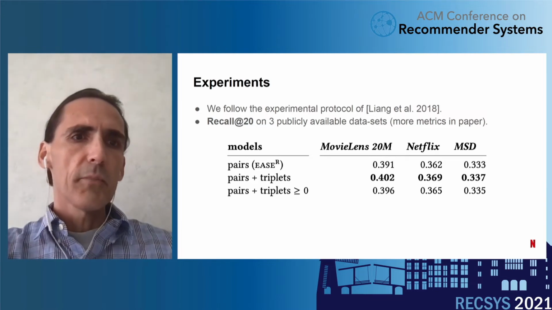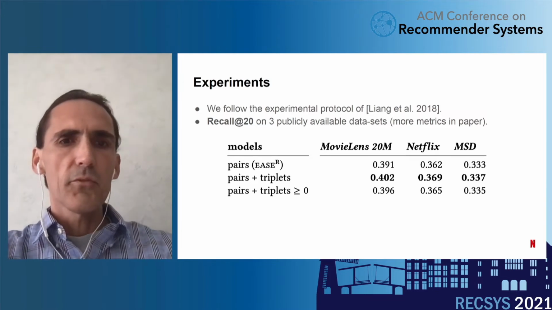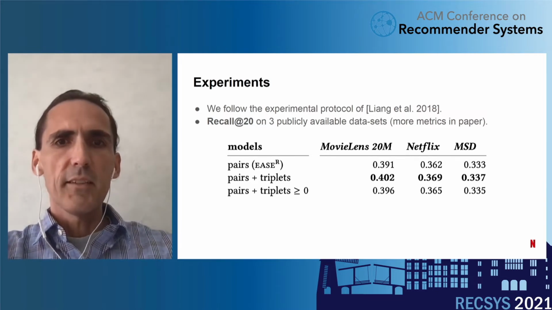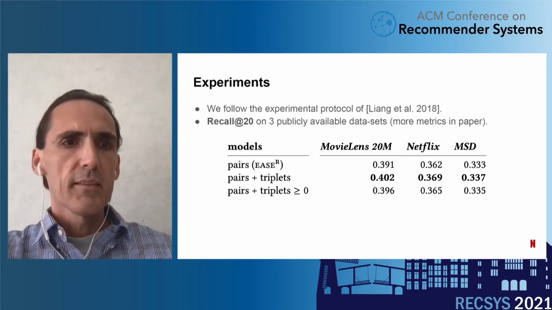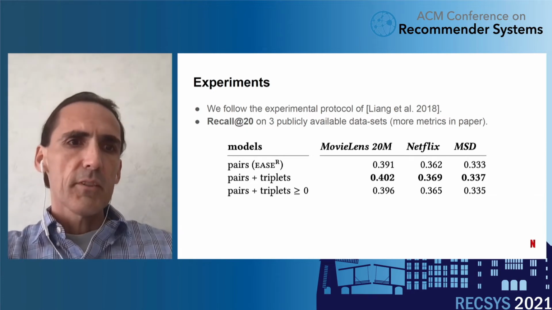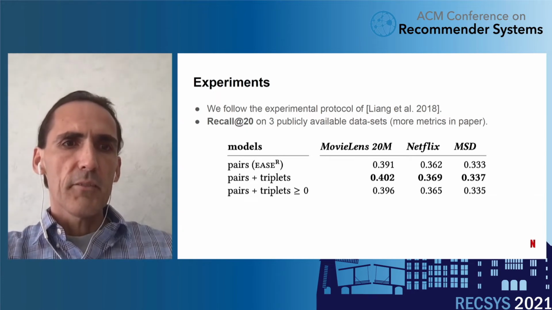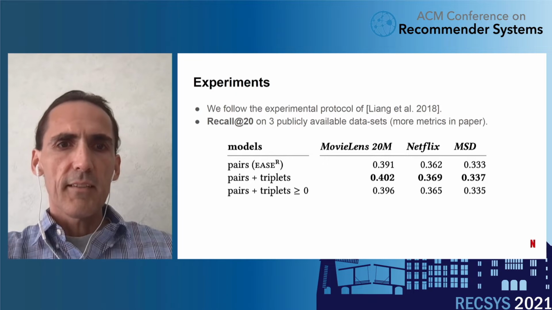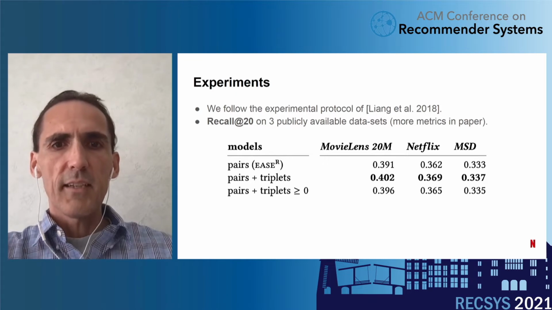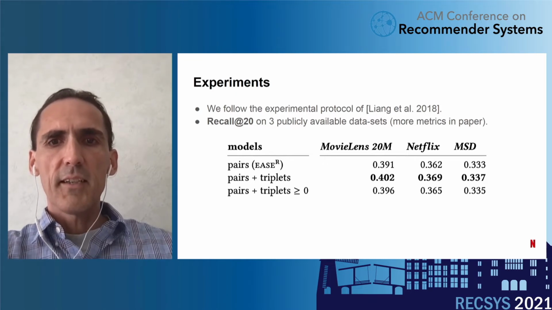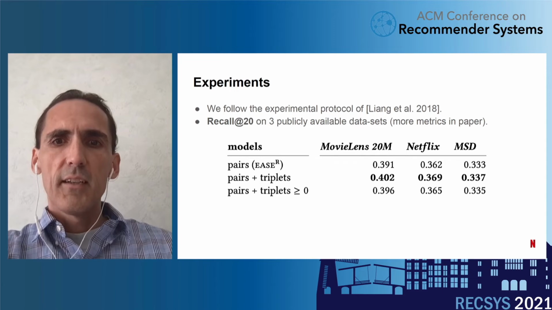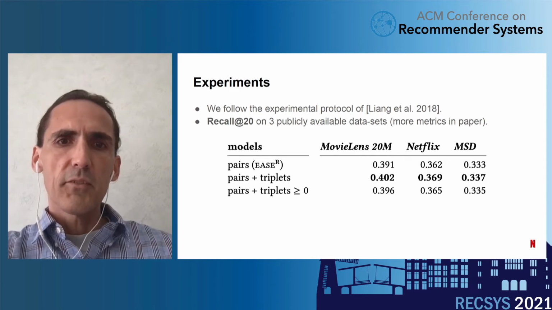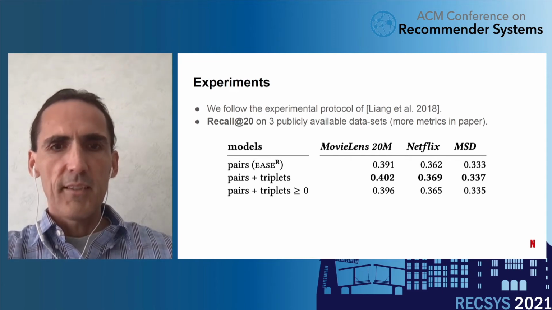In our experiments, we follow the experimental protocol of Dawen Liang's paper from 2018 for reproducibility. In these slides, we just show recall at 20 as a ranking metric on 3 publicly available data sets. More metrics can be found in the paper. The 3 data sets are the MovieLens 20 million data, the Netflix Prize data, and the Million Song data. They are all pre-processed according to Dawen Liang's paper in 2018.